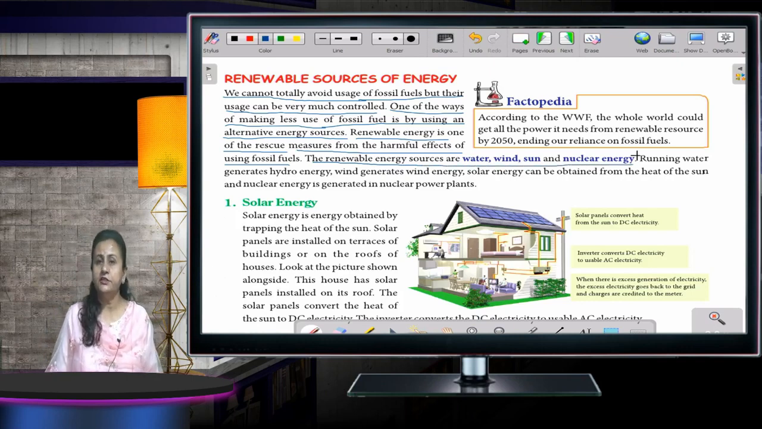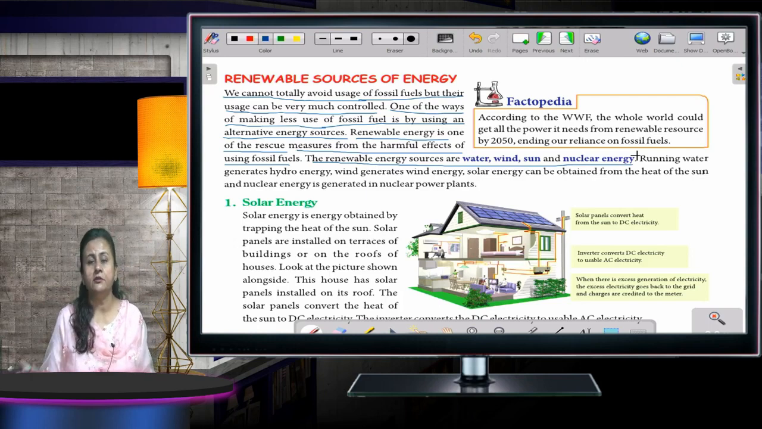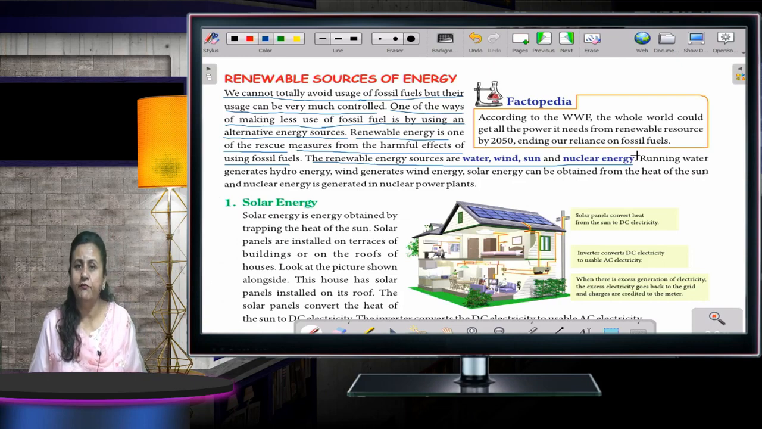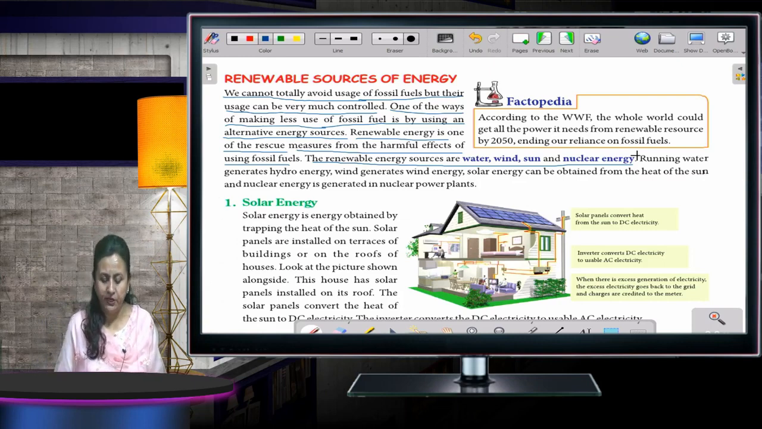Water is there. As you know, three-fourths of the earth's surface is covered with water. So water we have as a renewable source of energy, wind, air and nuclear energy. So let's start with solar energy now.